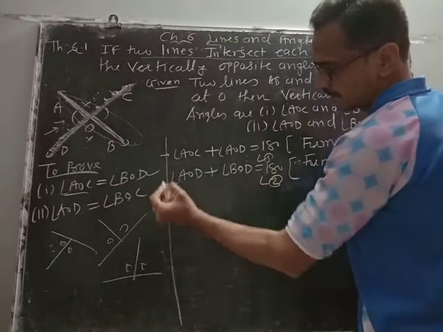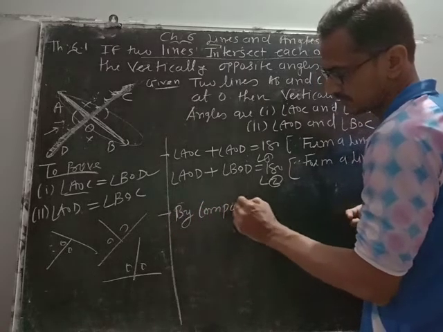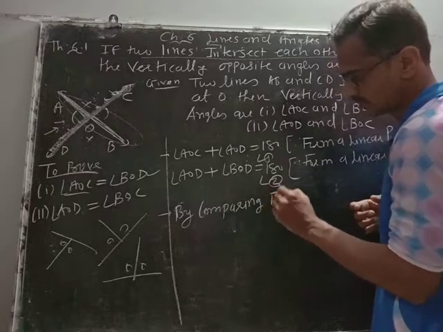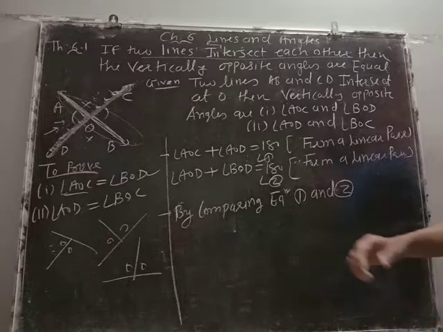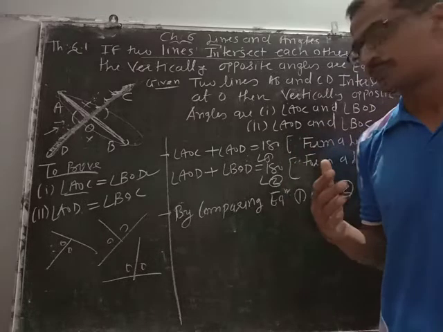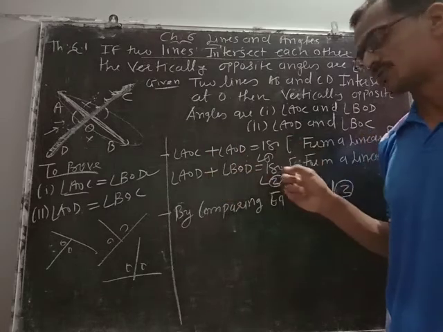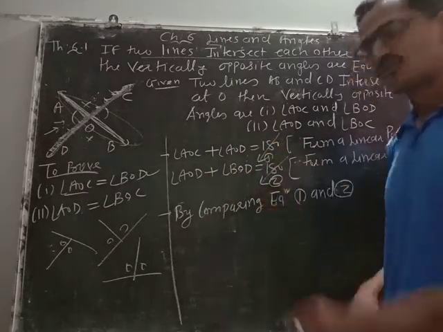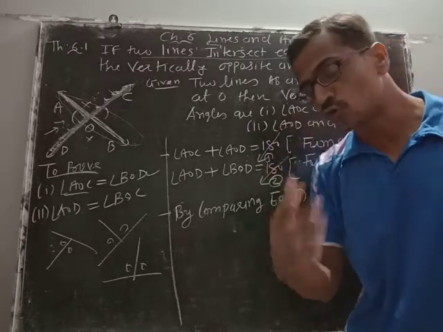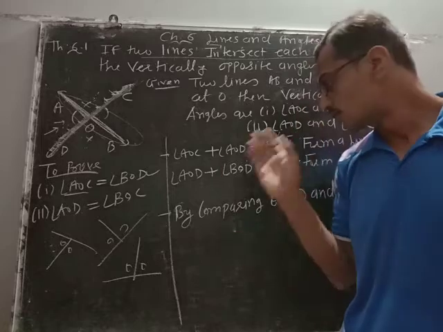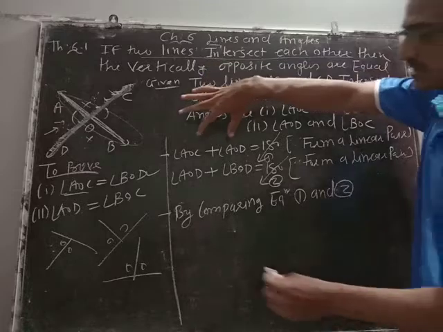So, by comparing equation first and second. See, whenever we compare any two equations, the same side gets cancelled. Here the right hand side is 180, and for this also the right hand side is 180, so they both will get cancelled. Whenever we compare two equations, the sides that are equal we cancel, and between whatever is left we put equals to. So what is left? This one.